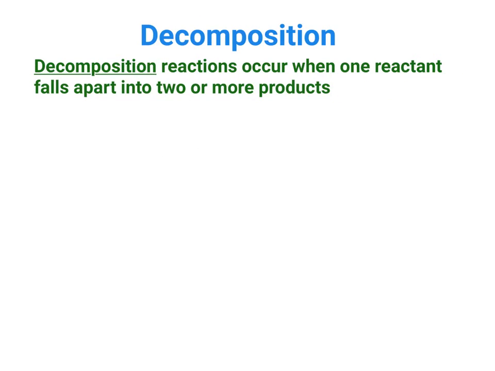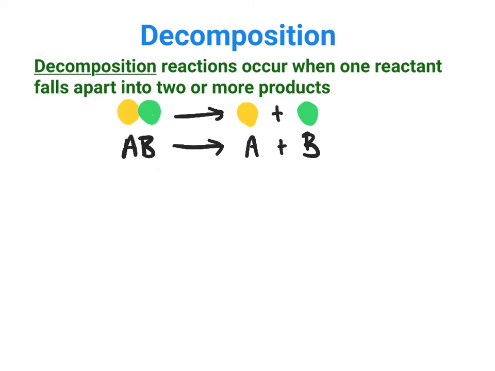Decomposition reactions are the opposite of synthesis reactions. In a decomposition reaction, one reactant falls apart into 2 or more products, usually with the introduction of something like heat or electricity or a temperature change of some kind. But you start with one reactant and it falls apart into 2 or more products. Once again, if we represented this in pictures, it would be the compound gold-green falls apart into the compounds, atoms, or molecules gold plus green. And we write this as AB falls apart into A plus B.